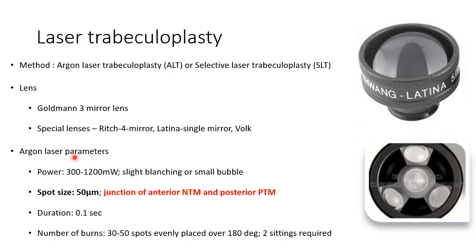And of course, the lens also helps to prevent dissipation of the laser spot. It avoids all that reflection, and it gives a clear laser spot so that you can apply the laser energy on that specific area of interest.